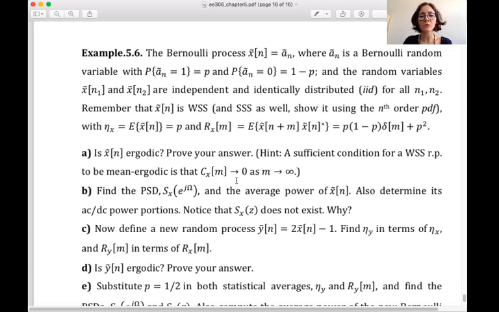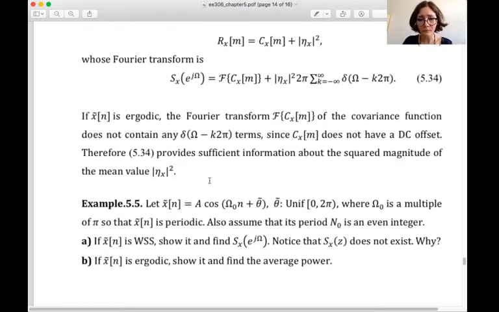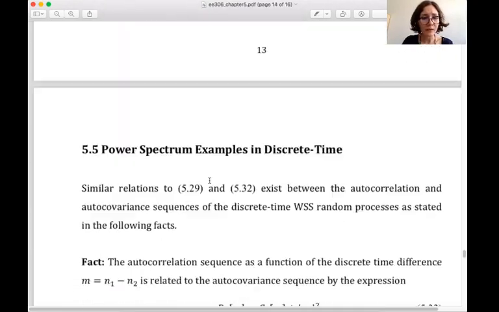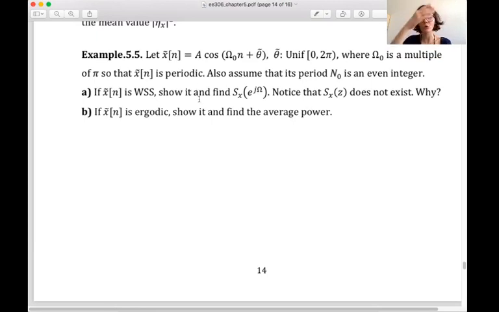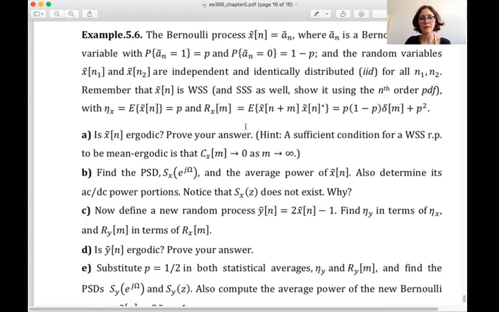However, this is a sufficient condition. It's not a necessary condition, which means the following. You might have some processes where the autocovariance function does not converge to 0, but your process might still be ergodic. Just look at the many examples we had, like in here, for instance, the autocorrelation function was oscillating, so the autocovariance function also oscillated, but the processes were still ergodic. So it's not a necessary condition, this is a sufficient condition. But in this case, we will see that this sufficient condition will hold, and then we will thus see that our process is ergodic.